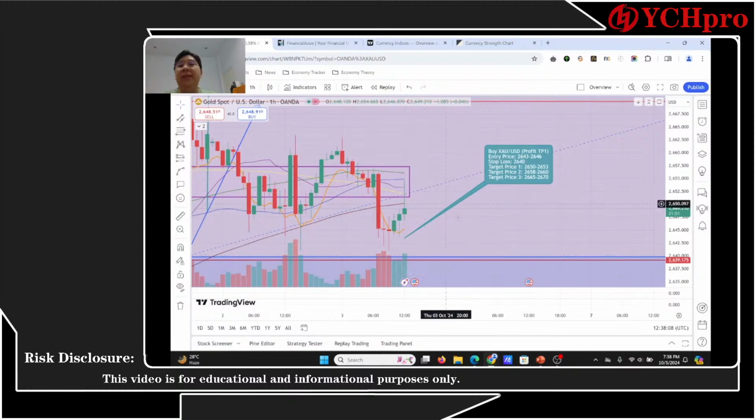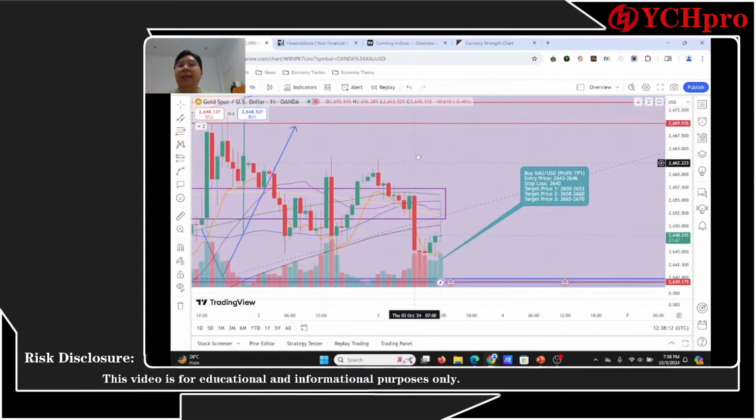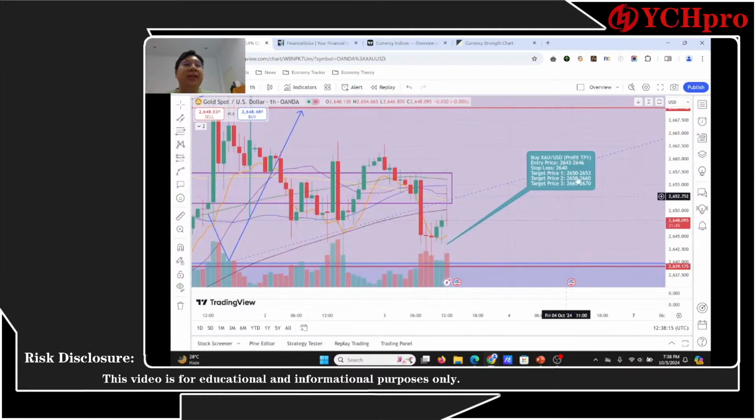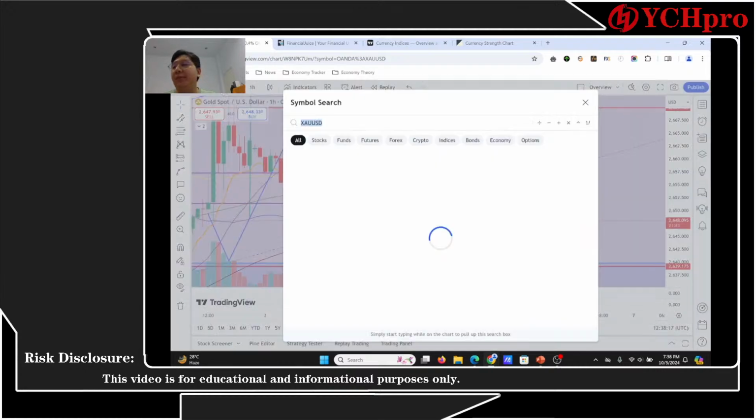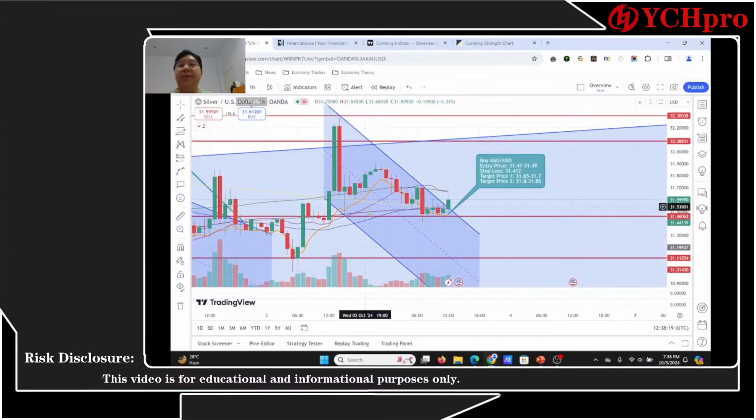So everything is on track. We have already taken profits on the gold side, so if you guys have been following us from just now, you guys could have been taking that profit as well. And on the silver side, we have actually been sharing that signal, and right now it seems that everything is still on track.